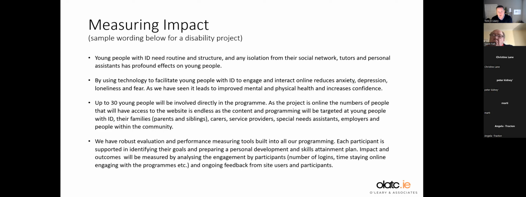Okay, we gave the number of people, so 30 young people will be involved directly in the program. But then we said indirectly that their families, their parents and siblings, their carers, other service providers, special assistants in their schools, employers if they're working, and people in the community would also benefit from this program. Now we didn't put a number on that because it's impossible to put a quantity on that. But we said 30 people would directly benefit.